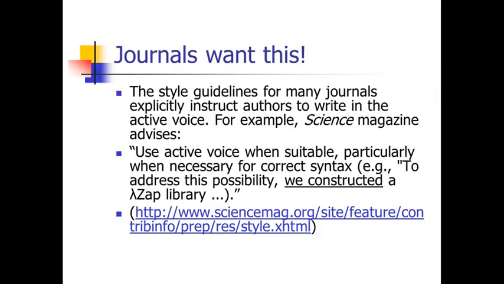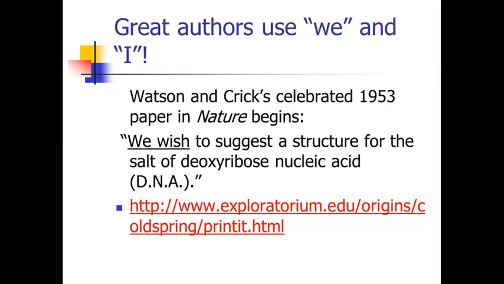So when they're telling authors how they want you to write, they say things like avoid jargon, which we talked about last week. Use the active voice, use we. They tell you to write concisely, use even though rather than in spite of the fact that, exactly what we talked about last week. So editors of journals really do want you to write in this way.